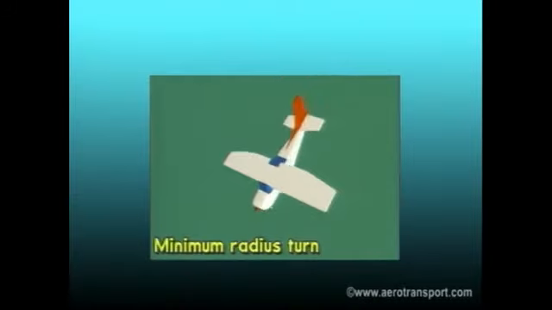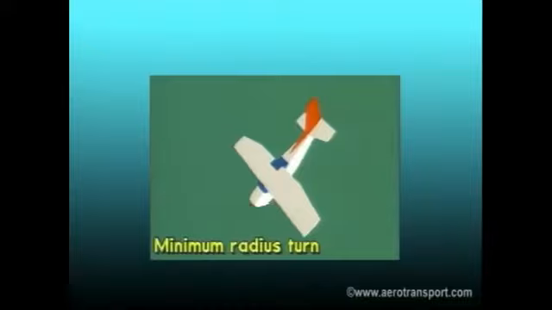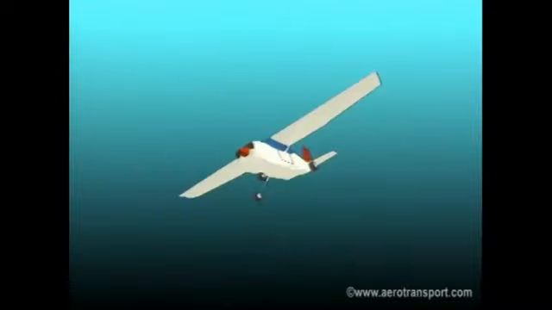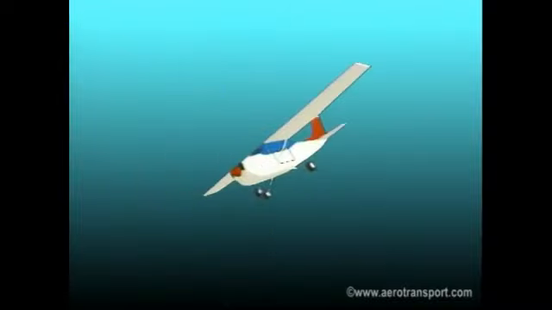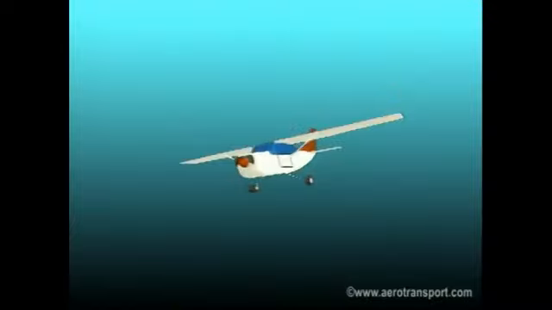If the bank becomes too steep, the plane slips toward the center of the turn and the nose pitches down. If this is not quickly corrected, the turn can develop into a spiral, and the consequences could be fatal. If the nose pitches too far down, roll level and pull back on the control column to raise the nose.